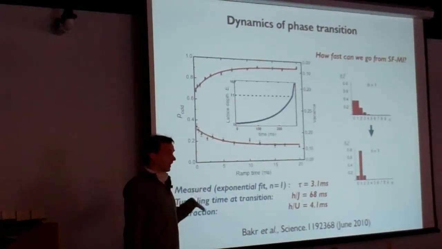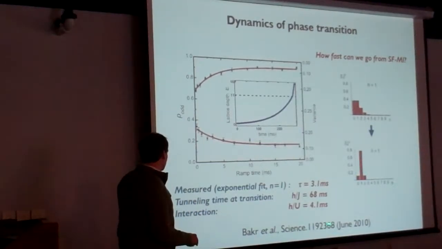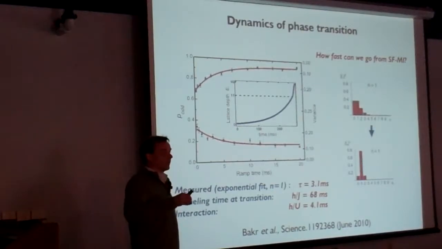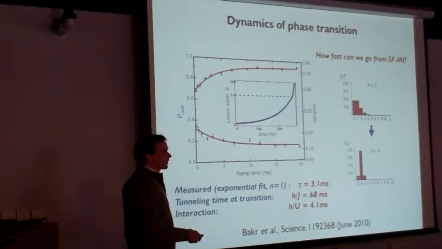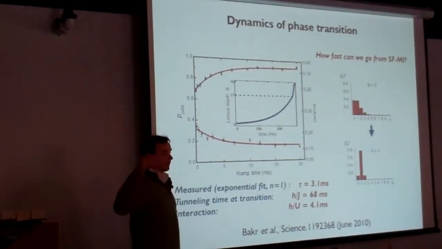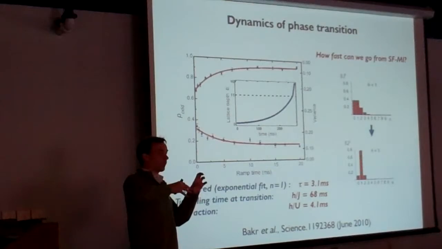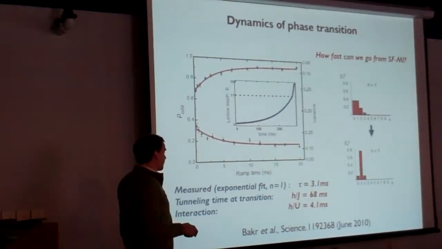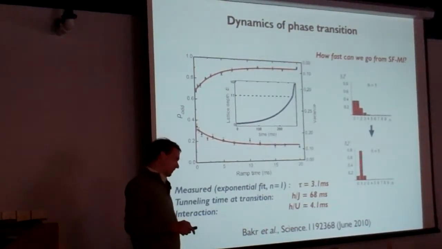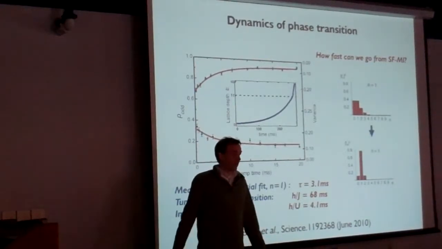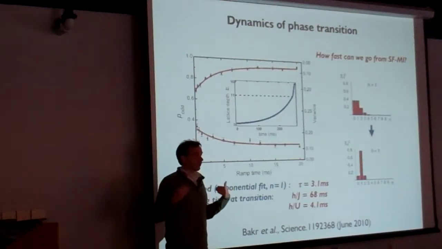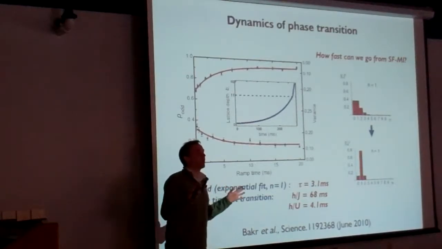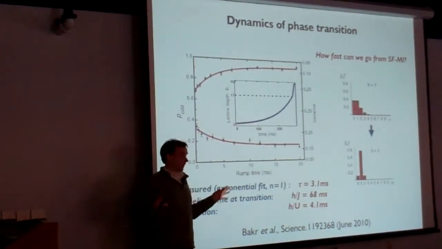The question is, how quickly can you do that? What are our energy scales? The tunneling time, how long does it take to tunnel? Or actually, h over J would be the time for a Rabi period. How long does it take for an atom to do a Rabi oscillation back and forth to a neighboring lattice cell? For these experimental parameters at the critical point, 70 milliseconds. Then we have the interaction energy, like what kind of frequency does the interaction energy correspond to. So these are the energy scales. Now I'm asking, how quickly can we go from a superfluid to a Mott state? Remember, in the superfluid you have a Poissonian atom number distribution everywhere. There was no order whatsoever.